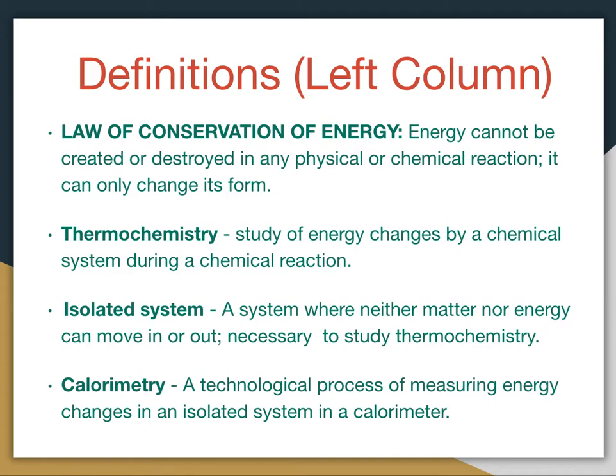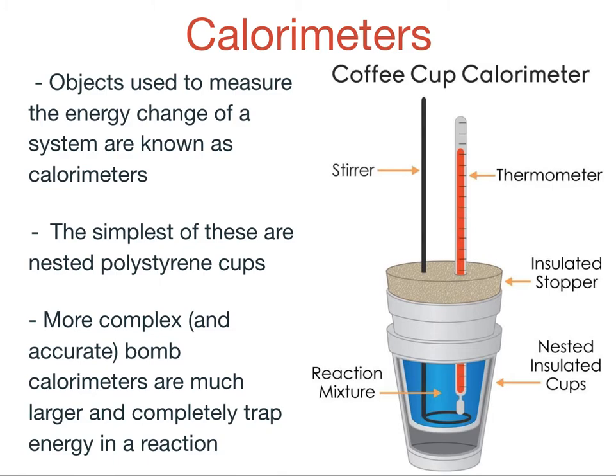Calorimetry is a technological process of measuring energy changes in an isolated system, and we do that using a device called a calorimeter. Well, what's a calorimeter? The simplest one is literally two coffee cups and a thermometer. A coffee cup calorimeter is not a perfect calorimeter. It is not a perfectly isolated system, but it's pretty close.